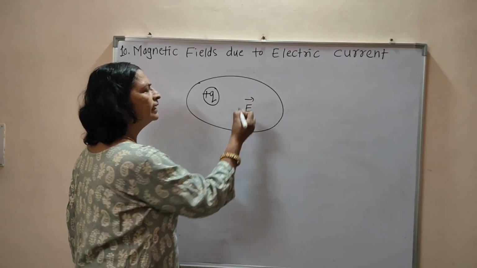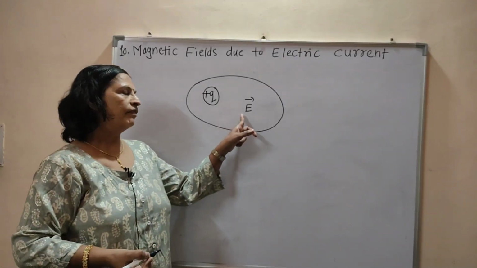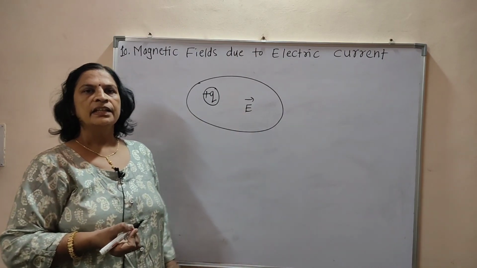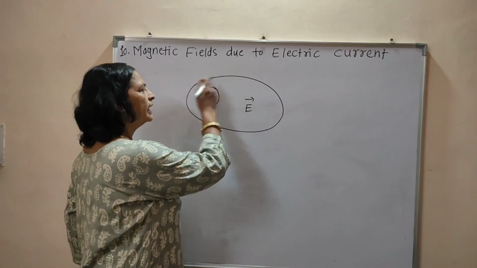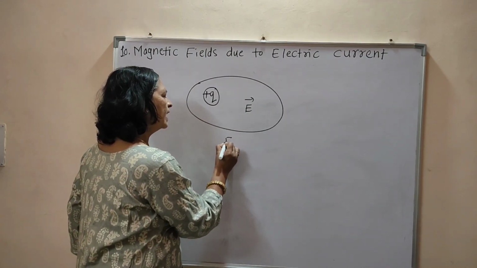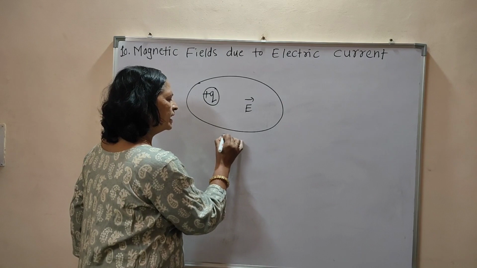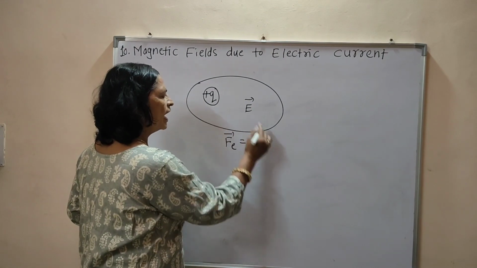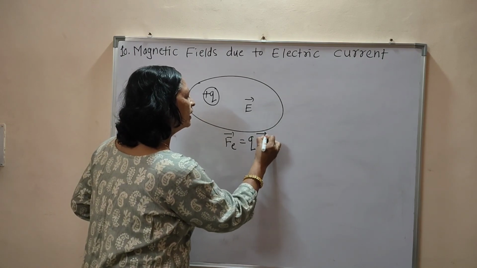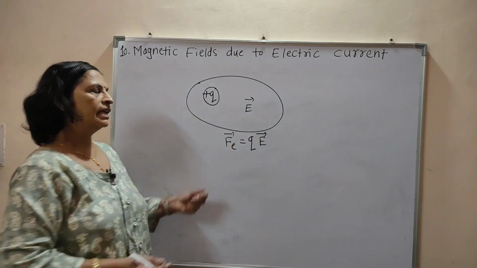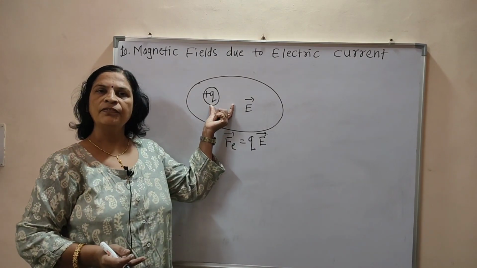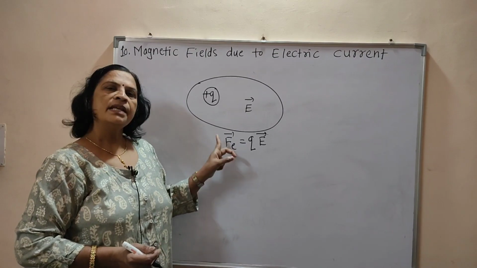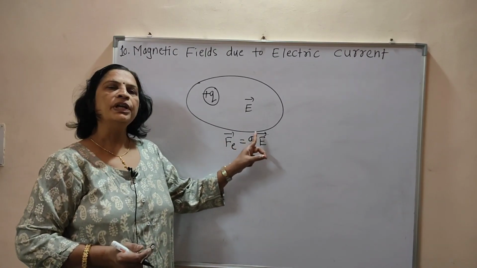The intensity of that field is denoted by a vector quantity, called vector E. Then the force in this electric field is given by Fe, equal to the product of the charge Q and the vector E, that is, Fe equals Q into E. If the charge is moving, the force is the same, Fe equals Q into E.